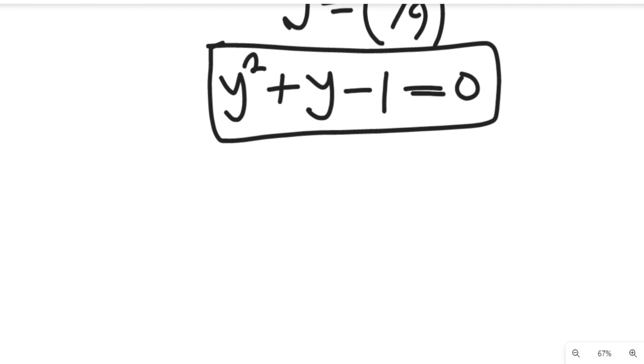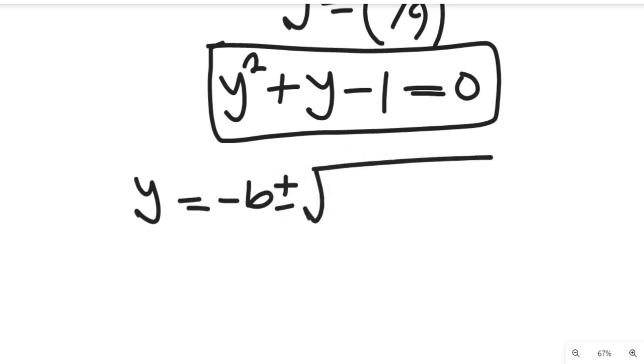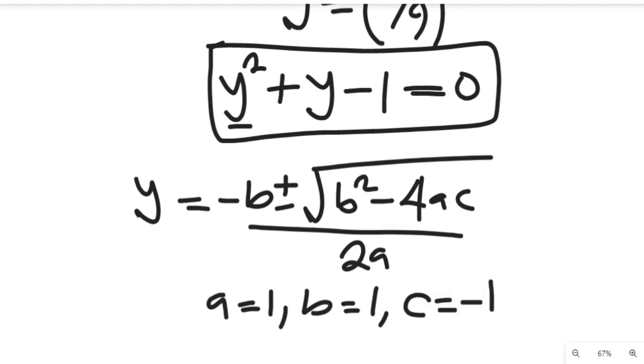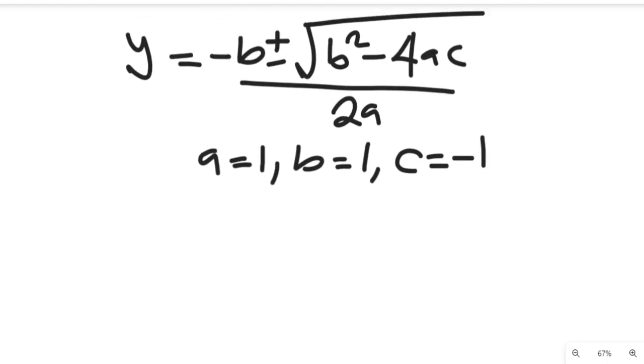But I prefer we use the quadratic formula. If we use the quadratic formula, we'll have our y equal to minus b plus or minus the square root of b squared minus 4AC, divided by 2A, where our A is equal to 1, our B is equal to 1, and our C is equal to -1.